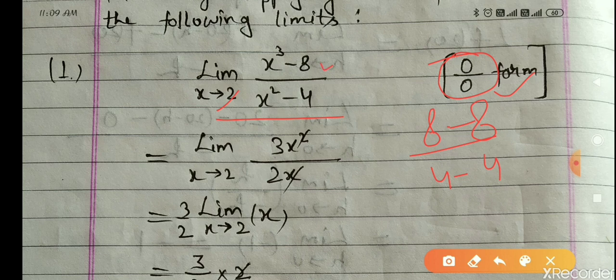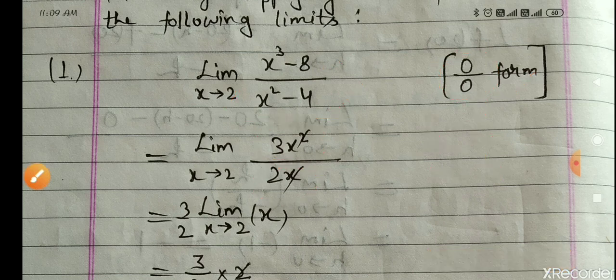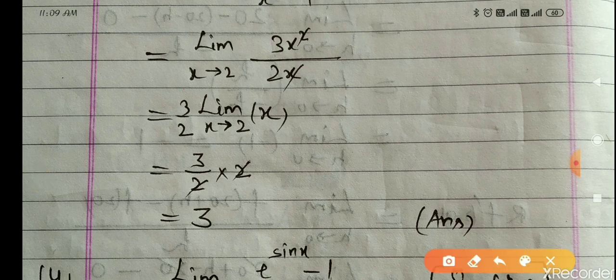So now differentiate numerator and denominator separately. So numerator differentiation 3x square, denominator differentiation 2x, you know very well. Now x will cancel and this 3 upon 2 before the limit you can take behind the limit. Limit x tends to 2 of x. Now you put direct value of x, then you are not getting 0. You are getting 2. 3 upon 2 multiplied by 2, 3. So this is the final answer. So like this, students, so easy method it is, L'Hospital rule.